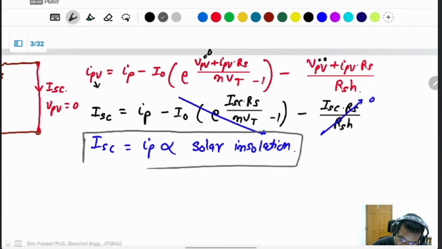A short circuit current is directly proportional to the photon current. If insolation is increasing, then current will increase, and if insolation is decreased, then current also decreases. It is directly proportional to this one. Okay, same thing, you can find the open circuit voltage also.